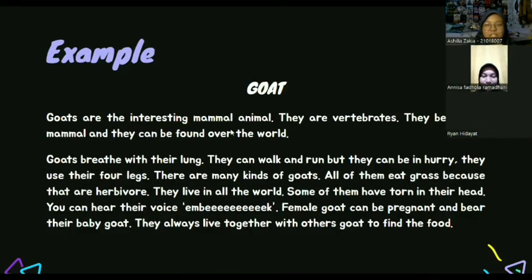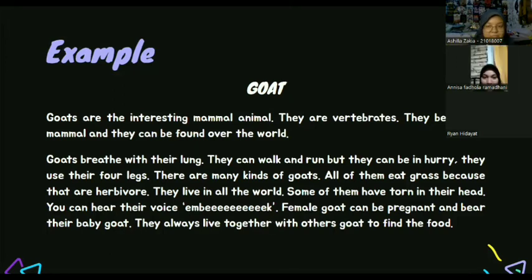I'll continue the material with an example. So I have an example here about goats. Goats are interesting mammal animals. They are vertebrates. They belong to mammals and they can be found all over the world. Goats breathe with their lungs. They can walk and run, but they can be in a hurry. They use their four legs. There are many kinds of goats. All of them eat grass because they are herbivores. They live all over the world. Some of them have thorns on their heads. You can hear their voice, mbe. Female goats can be pregnant and bear baby goats. They always live together with others.